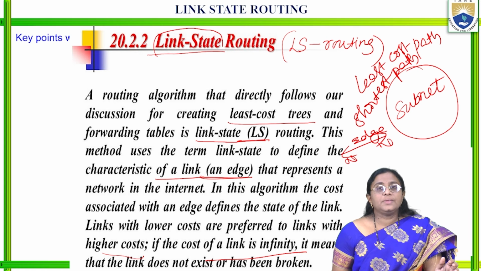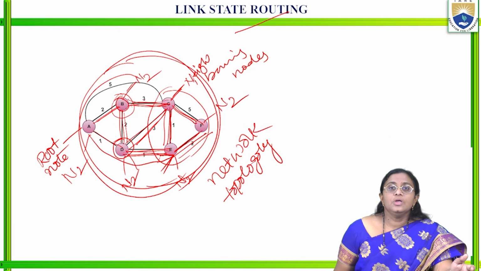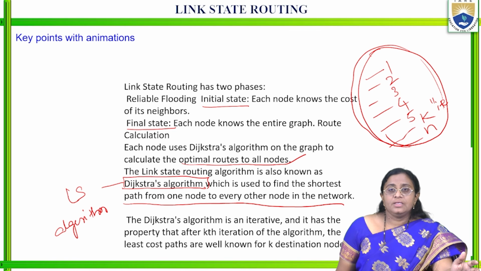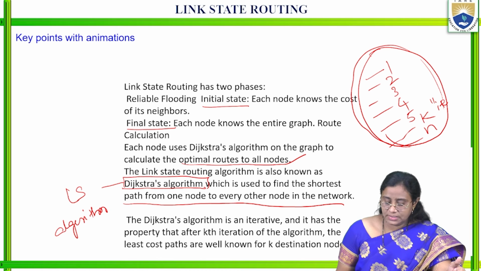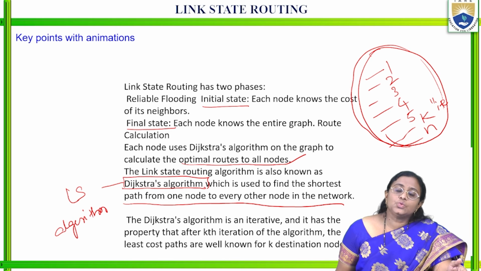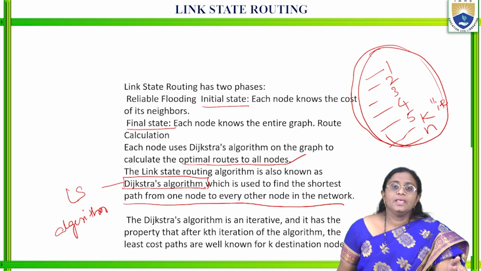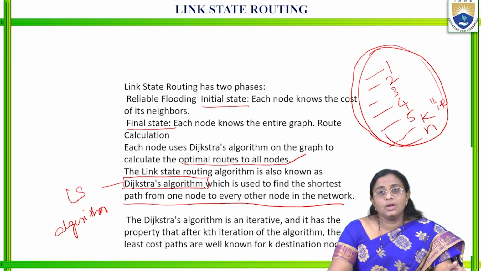This is the main concept which should be included by means of a link state routing algorithm. So coming to this, what are the two phases? Again, the reliable flooding initial stage as well as the final stage. And at the end of this video, the students will be able to learn what a link state routing algorithm is and what its use is, if you have worked on link state routing or the Dijkstra algorithm.